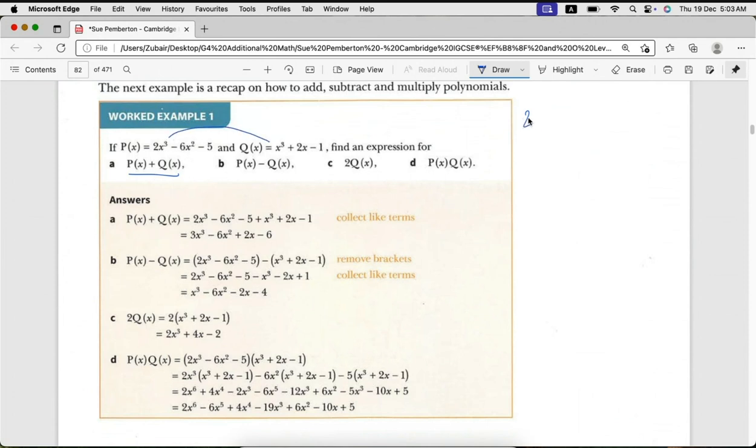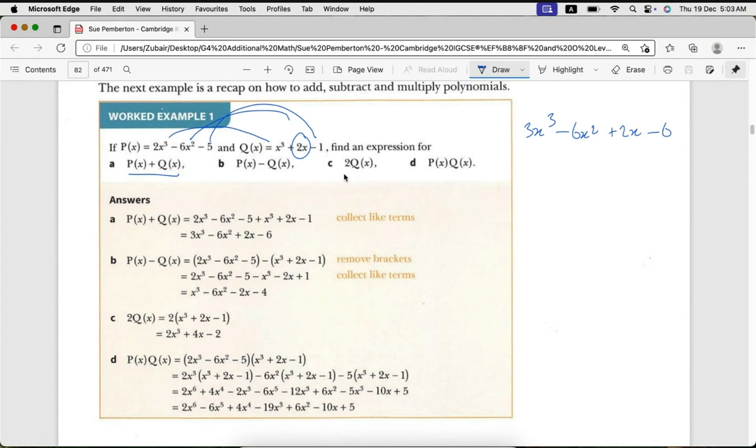2x cubed plus x cubed is 3x cubed. Let me do that directly. And then minus 6x squared, there's nothing else in x squared, so that stays as it is. Then there's nothing in x in both of them. So 1 is only in q, and minus 5 and minus 1 is minus 6. These were additions. In the same way, for subtraction, we will change the sign of the second.